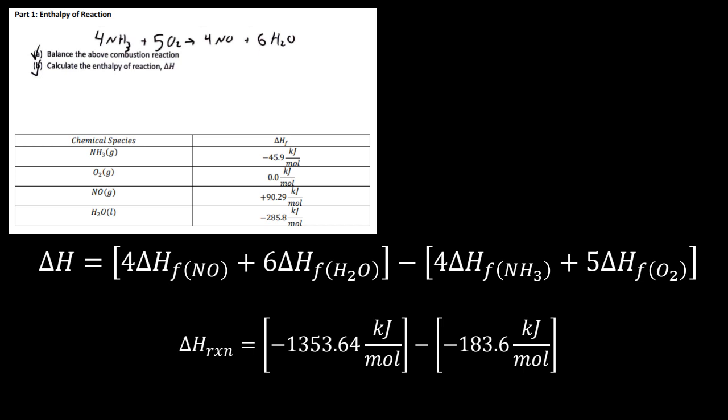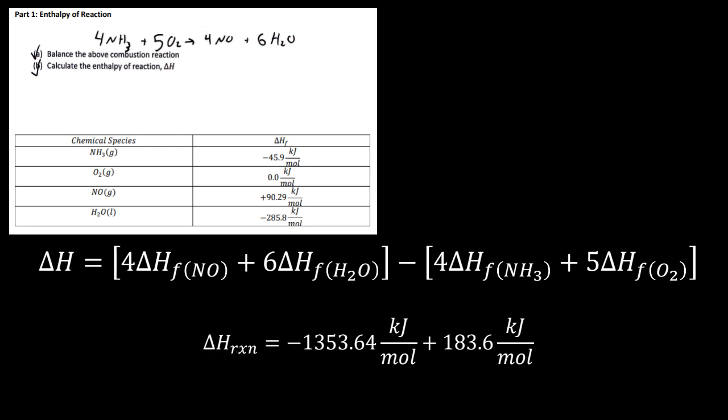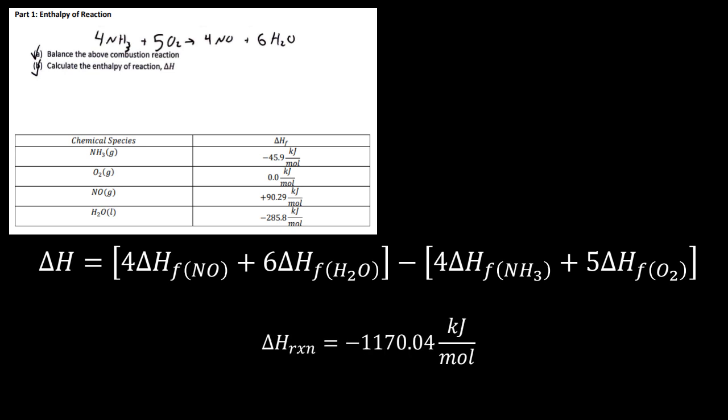Solving those numbers, on the product sum, everything adds up to negative 1,353.64 kilojoules per mole, and we'll subtract that by the reactant sum, which comes up to negative 183.6 kilojoules per mole. Subtracting by a negative just gives us the addition of a positive. Therefore, lastly, for part 1, step B, the final answer is an enthalpy of reaction of negative 1,170.04 kilojoules per mole.